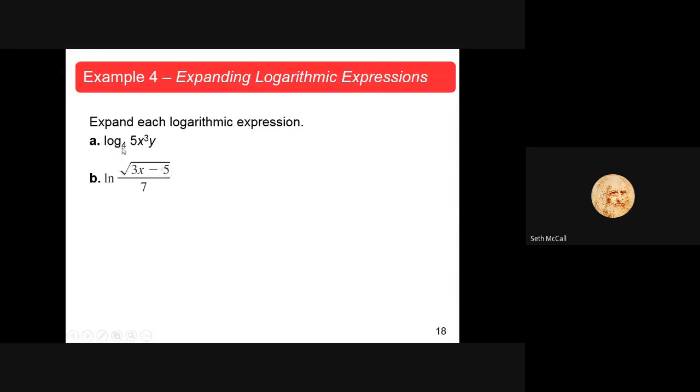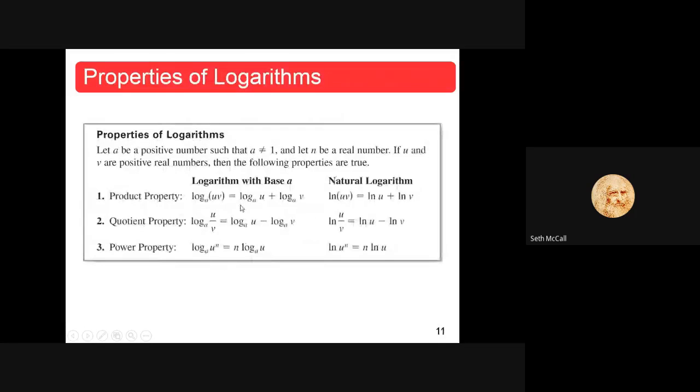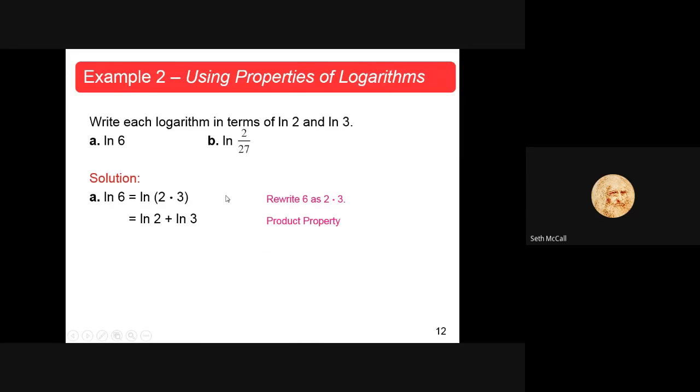So let's try this first one. It says log base 4 of 5 times x to the third times y. The first thing to notice here is this is a log of a product, and there are three things in this product. We have a 5, and we have an x to the third, and we have a y. So, scrolling back to a property that we had, something called the product property. What the product property allows us to do is to expand that product and log each of the pieces of the product individually and put a plus sign in between each of the logs. So that's exactly what we're going to do.